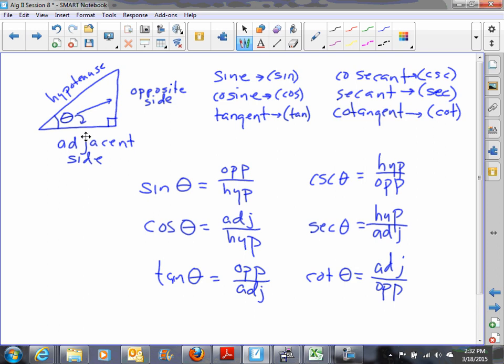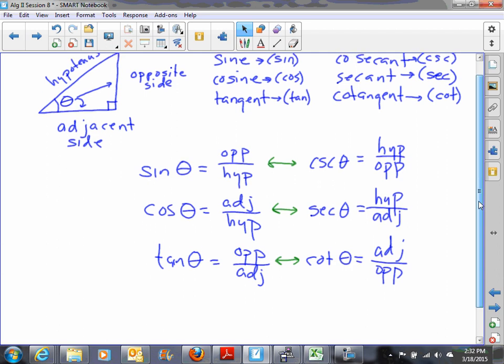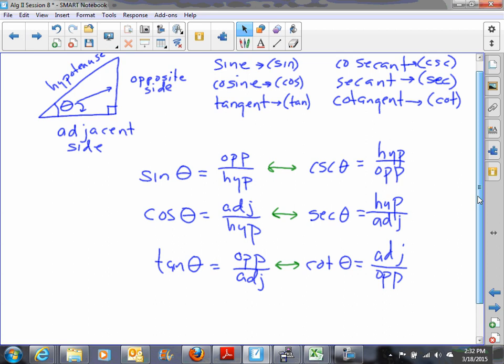Now, if you'll notice here, the cosecant of theta is the reciprocal of the sine of theta and vice versa. The cosine of theta and the secant of theta are reciprocals, and the tangent of theta and the cotangent of theta are also reciprocals of one another. So we have six functions there, and they're all defined in terms of opposite and adjacent.